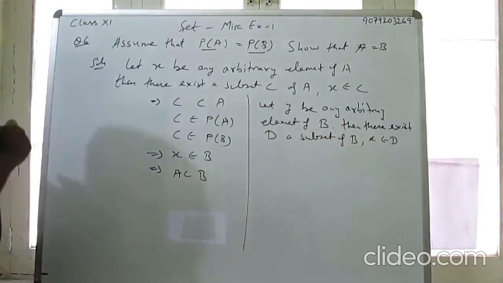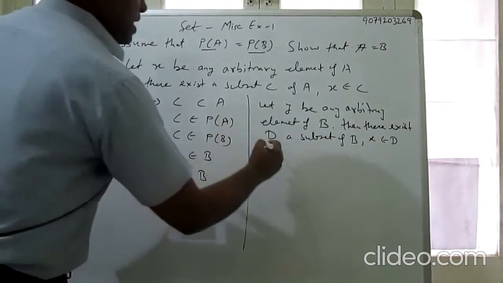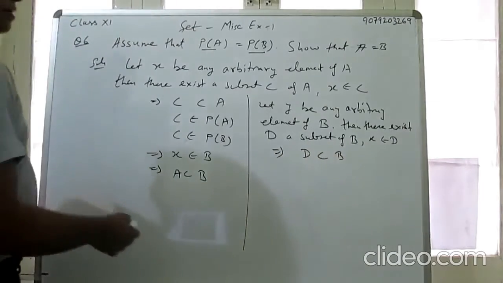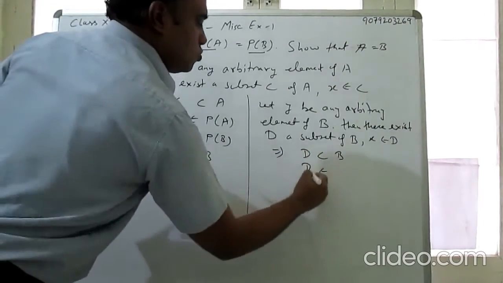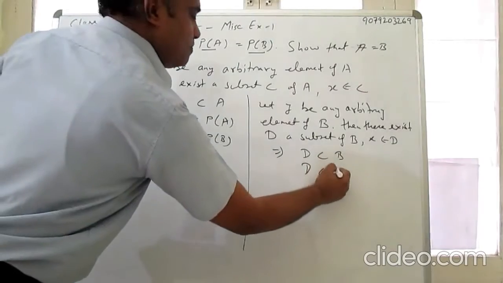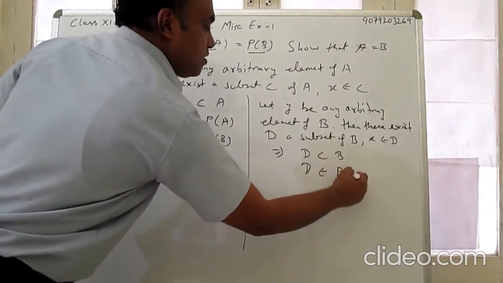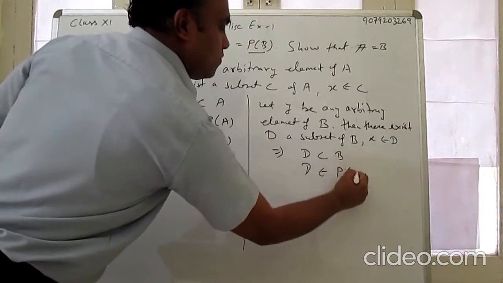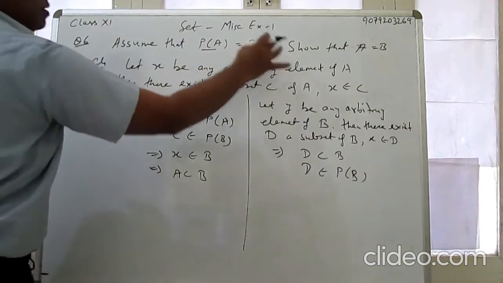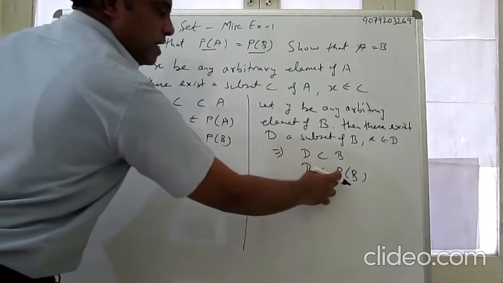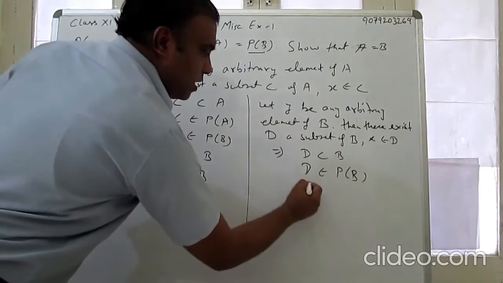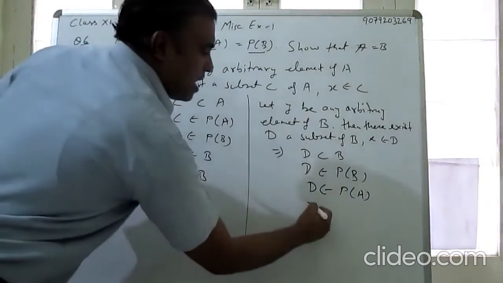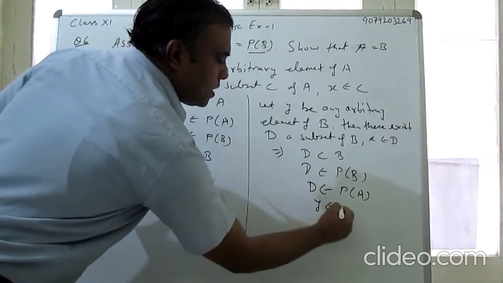X belongs to D. This implies that D is a subset of B. It means D belongs to the power set of A. D belongs to the power set of B, because every subset is an element of the power set. Now D belongs to the power set of A. It means Y belongs to A.